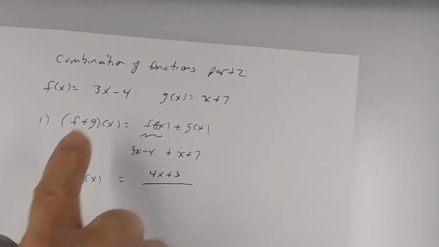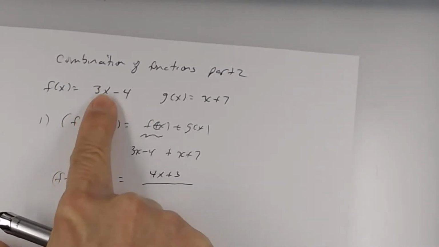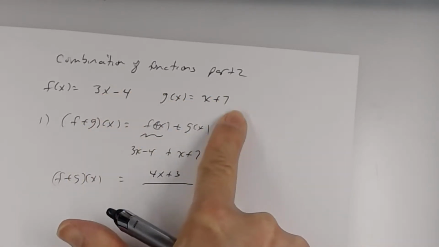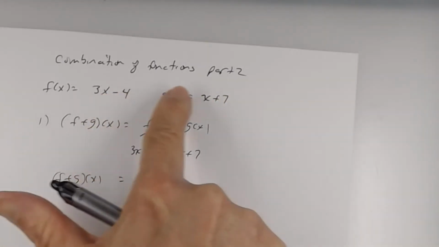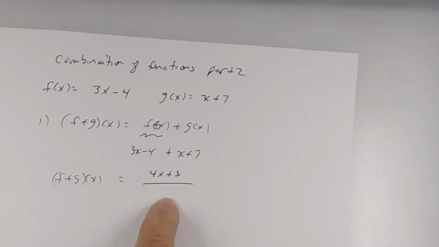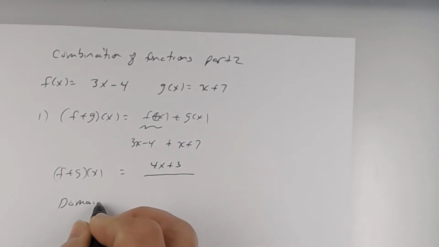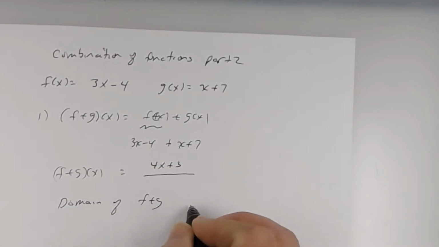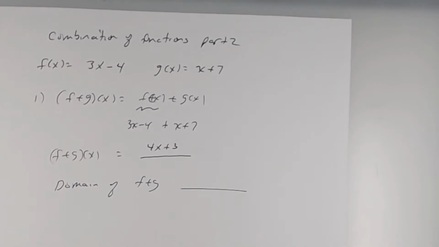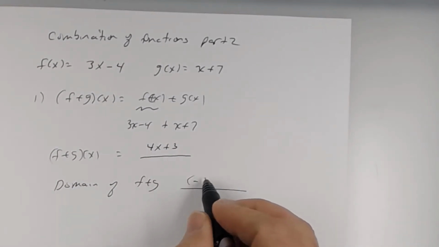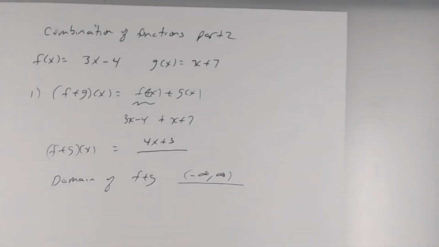Okay. I want you to notice something. I have a polynomial function, I have a polynomial function. When I added these two polynomial functions, I ended up with a what? Polynomial function. Now here's the question. What is the domain of f plus g? All real numbers. Isn't that a polynomial function? All real numbers. All right, so you learned that from a previous lesson.